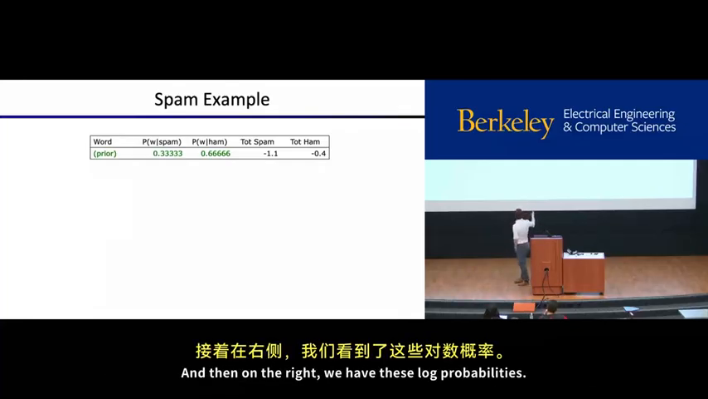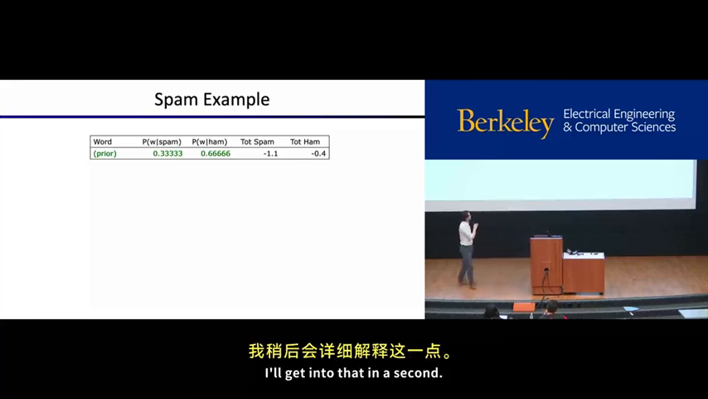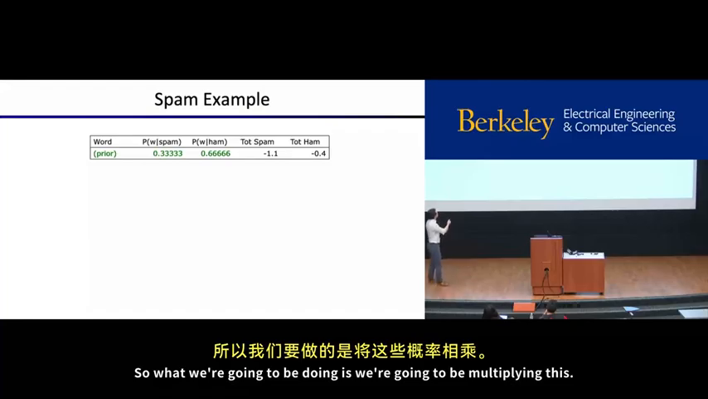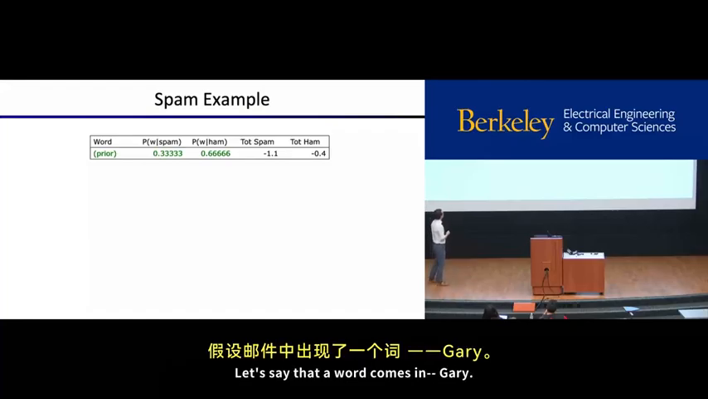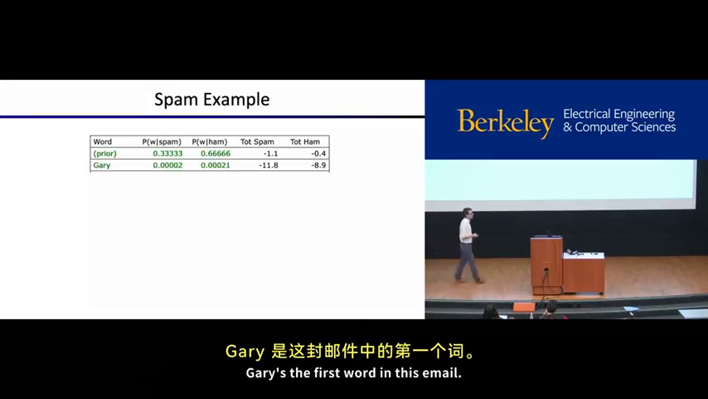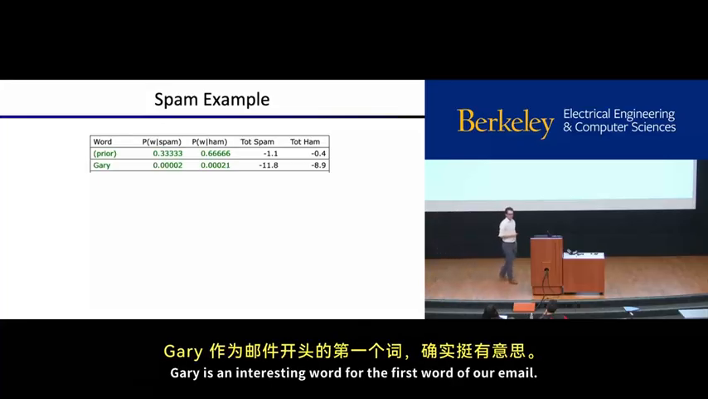So this is our prior distribution. And then on the right, we have these log probabilities. I'll get into that in a second. What we're going to be doing is multiplying this. Let's say that a word comes in, Gary. Gary's the first word in this email. Gary's an interesting word for the first word of our email.